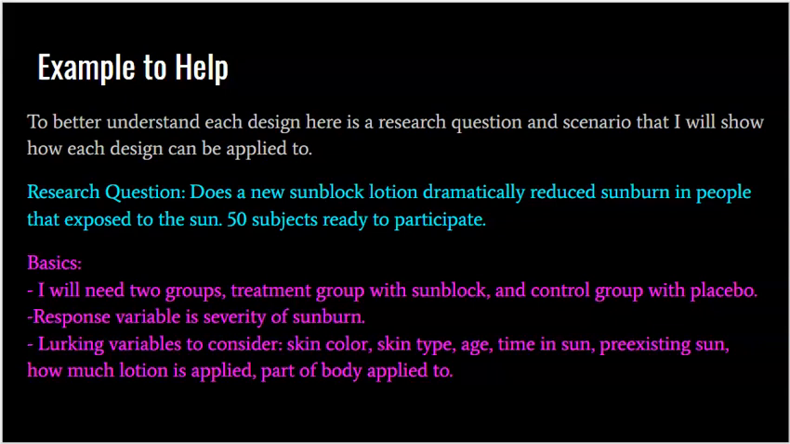So I'm already thinking, and this is the kind of stuff that you need to do before you select your design type. You got to think about what's your explanatory variable. Well, that's the suntan lotion. So I'm going to need a group that gets the suntan lotion. I'm also going to need a control group that doesn't get the suntan lotion. But I think I'm going to end up using a placebo, which is the fake suntan lotion.